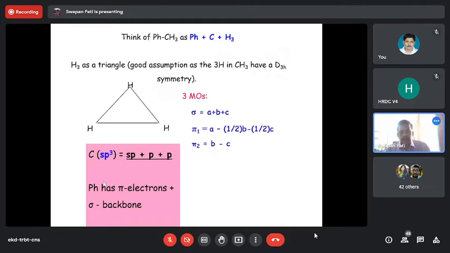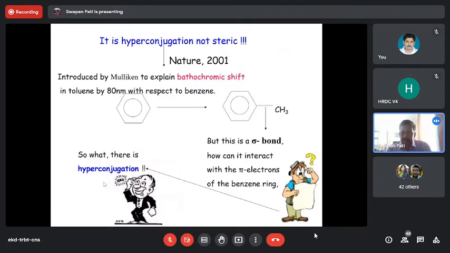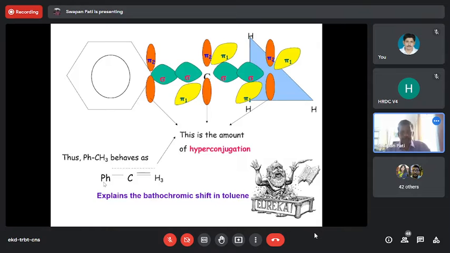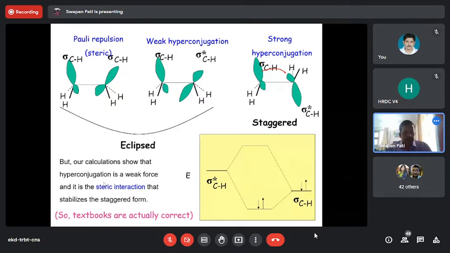And about this Nature paper, the paper still exists, but there have been almost 10 papers, and we also contributed to some extent, which proved that this is wrong. The steric effect is the correct explanation, which is there in the textbook, not hyperconjugation. Our calculations show that hyperconjugation is a weak force and it is the steric interaction that stabilizes the staggered form. So the textbooks are actually correct.